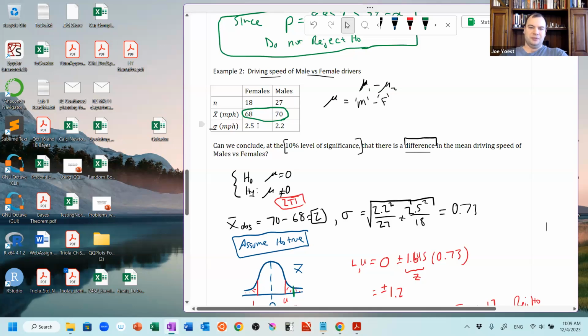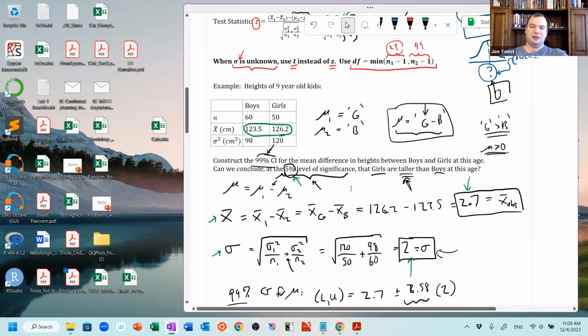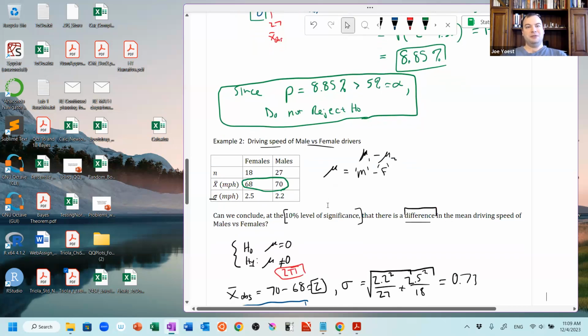Also note that the observed difference of 2 units here versus the observed difference of 2.7 units here, one was significant, one was not, and that has to do with things like the standard deviation and variance and so on, and the sample size, and right. So there's a lot that factors into whether something is statistically significant or not that's beyond that effect size. The effect size is obviously important. If the effect size was 0 in the samples, we certainly wouldn't get significance, but there's more that goes into it than just that effect size.